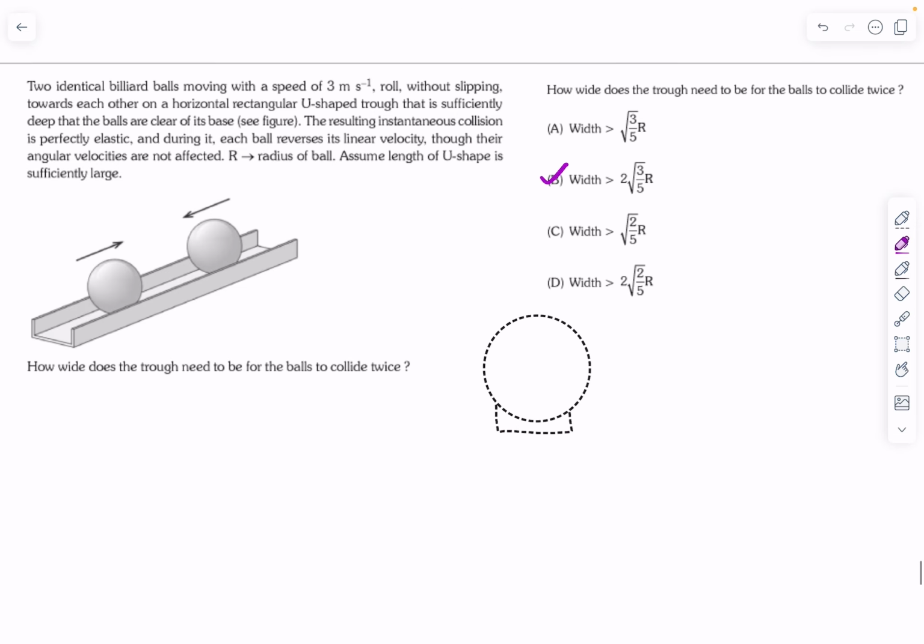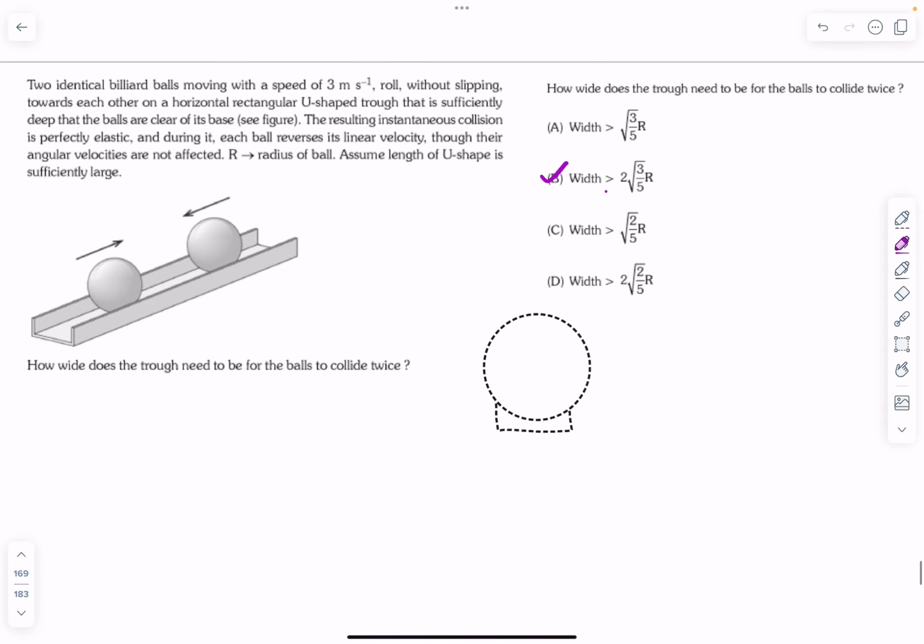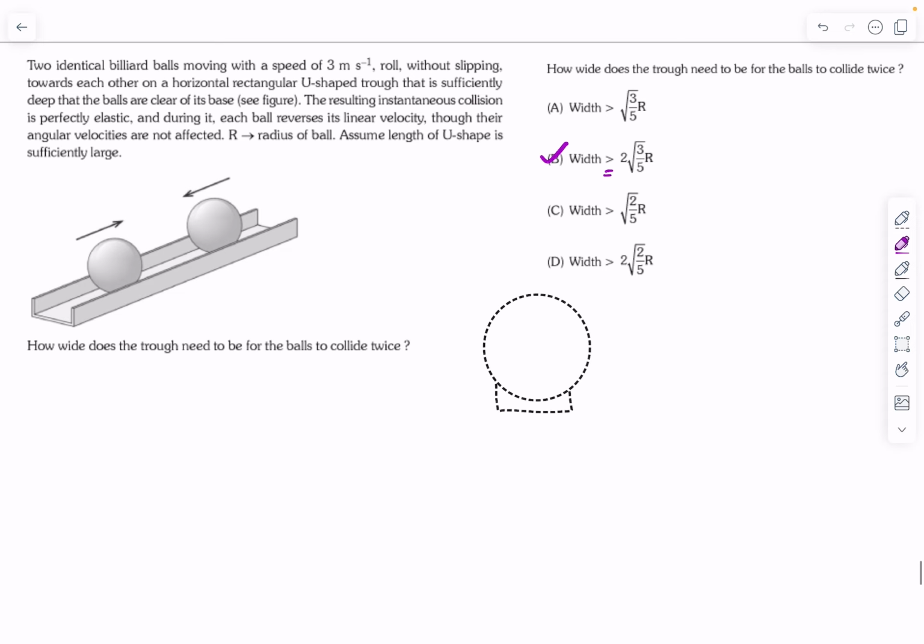If the width is exactly equal to 2 root of 3 by 5 r, then when the ball's center comes to rest, the omega dash which we solved for will also come to rest, right? So we want it to be greater than this value, so that there is some finite omega that brings them together. Okay, so now let's move to the next one.